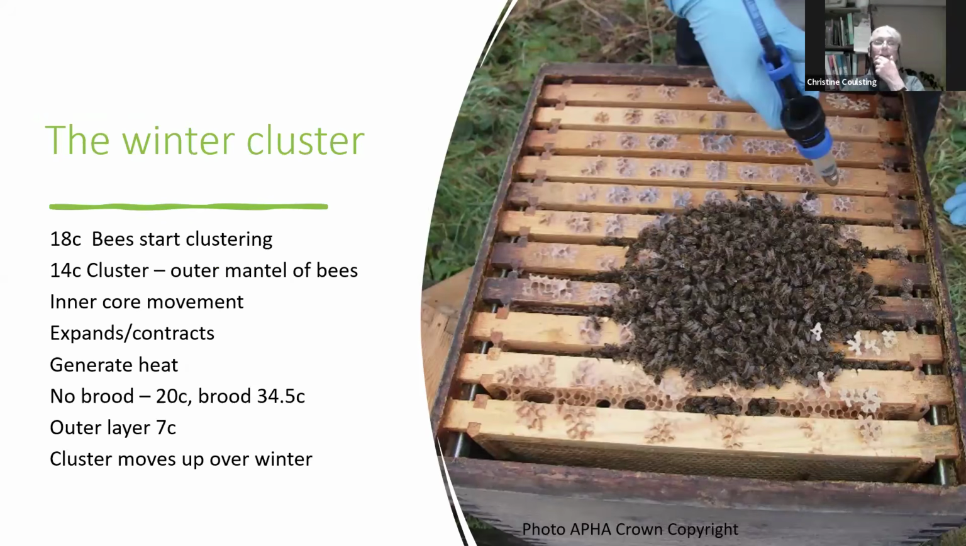So the winter cluster, at about 18 degrees C, the bees will start clustering. You may have seen this. You may get small clusters of bees. By about 14 degrees, that will form one cluster with an outer mantle. That will be several layers of bees, and inside that mantle, the core can actually move around a little bit.